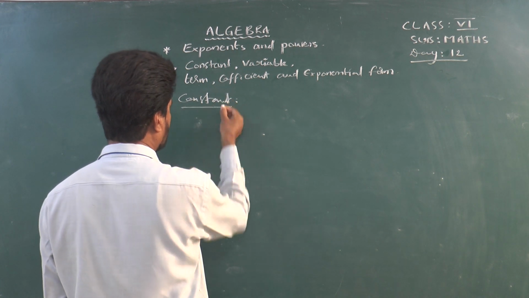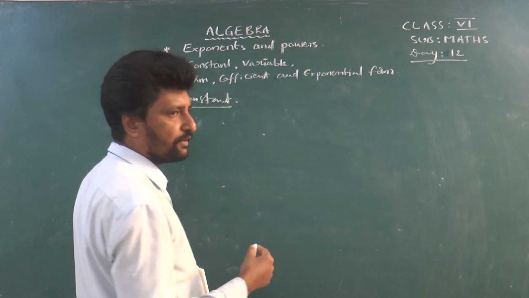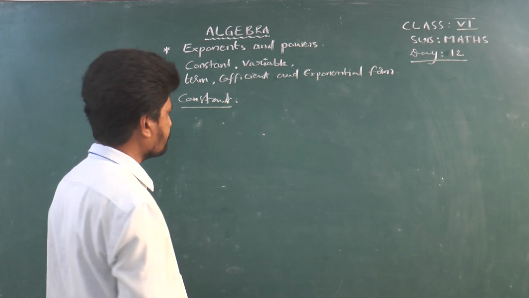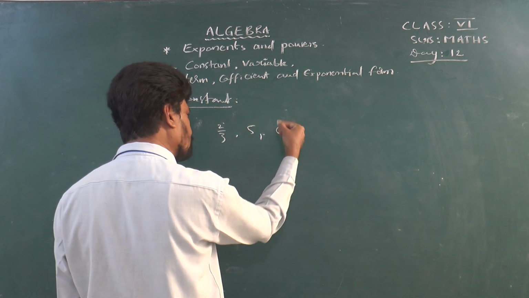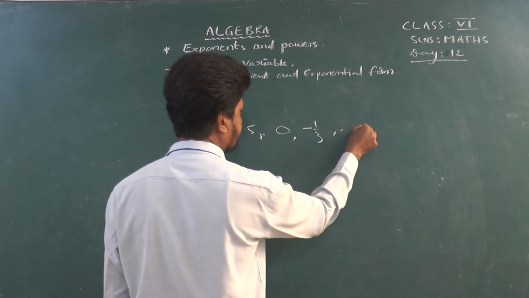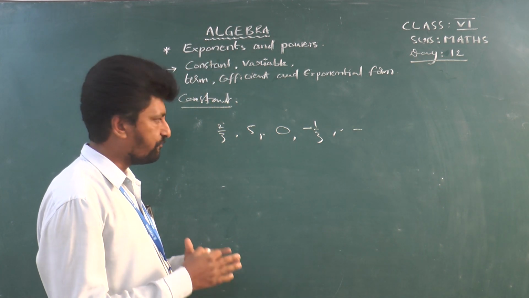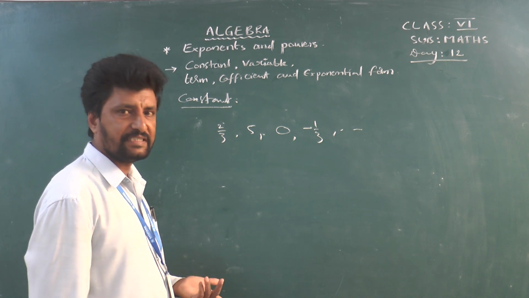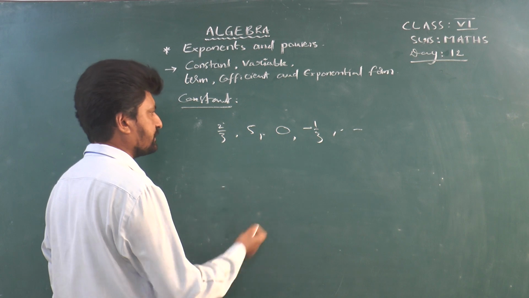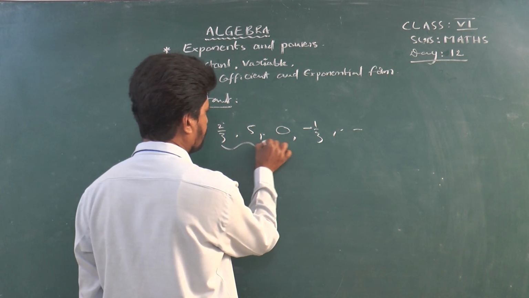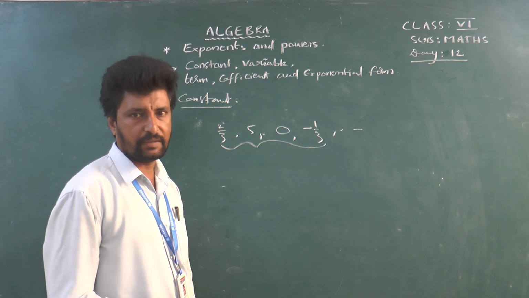See the constant. Constant is nothing but any numerical value. For example, 2 by 3, 5, 0, minus 1 by 3, etc. These have a fixed value. Suppose 2 by 3, that does not change anywhere, according to any situation. These represent fixed values. Such numerical values are called constant terms. Generally, constants are real numbers.